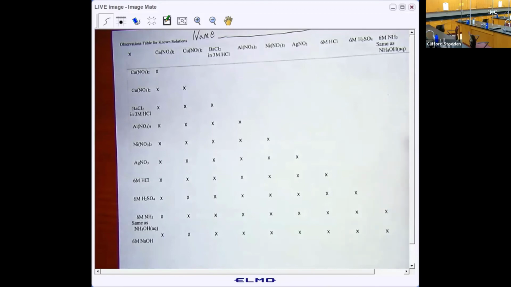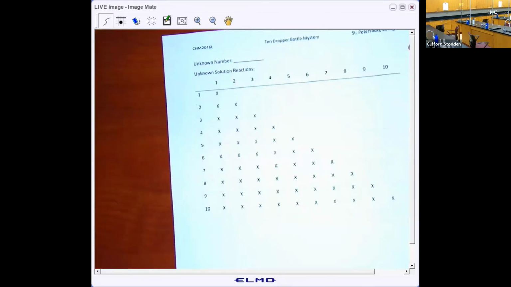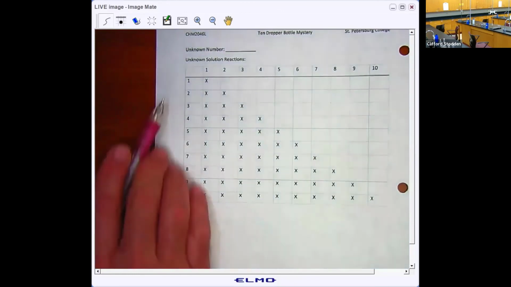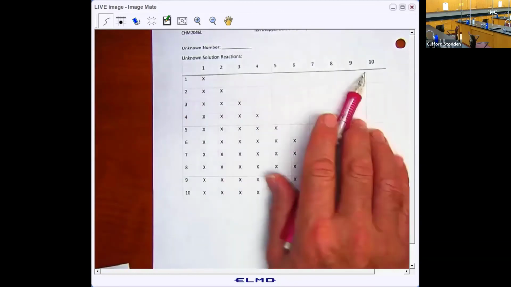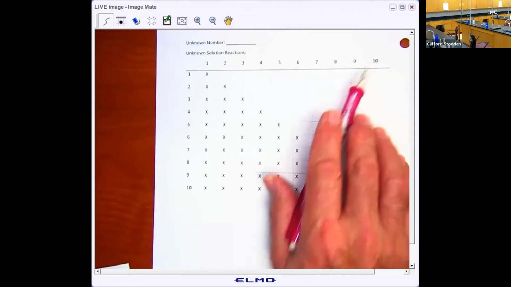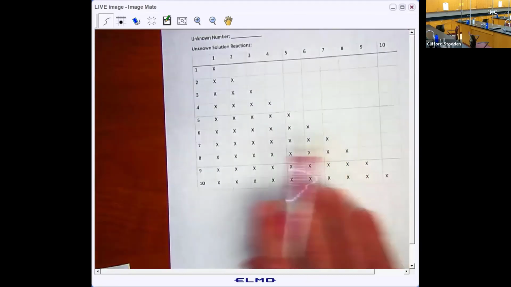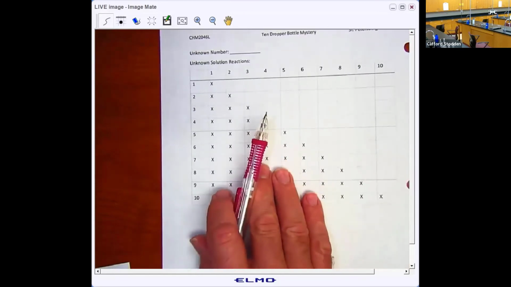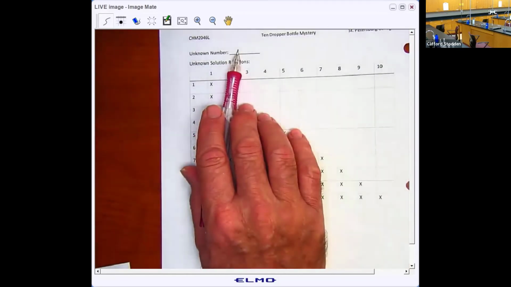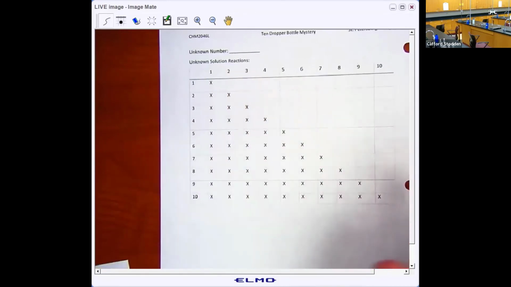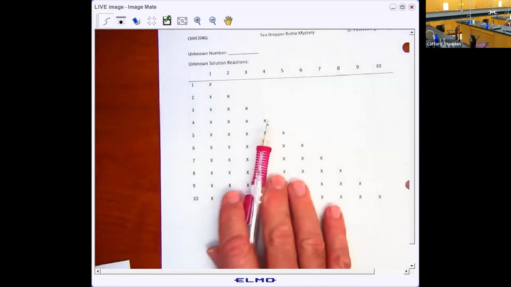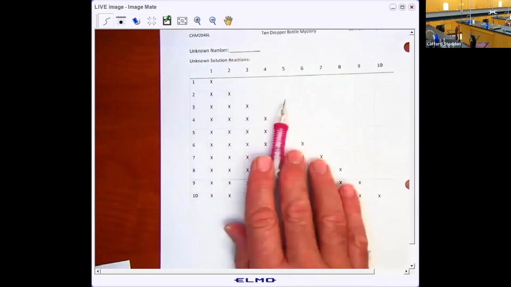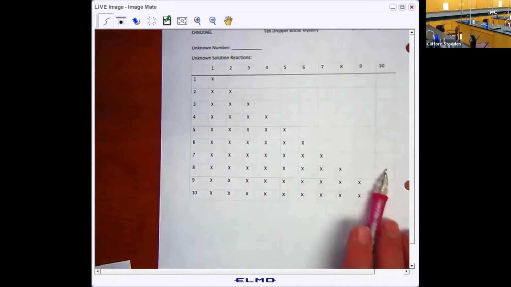So the next thing in your lab manual was this grid. It has just the numbers 1 to 10 across the side and the bottom, and then a place for your observations. I don't want you to fill in this grid. You do have to write your unknown number here, and I want you to turn in this page, but just with the unknown number in it. I don't think it's really helpful to even fill in the grid.